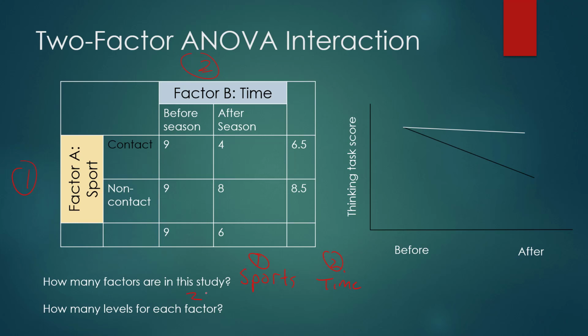Now, how many levels are in each? For sports, I see contact and no contact, so that's 2. For time, I see before and after, which is also 2. So I have 2 factors, each with 2 levels. That makes it a 2 by 2 factorial ANOVA.